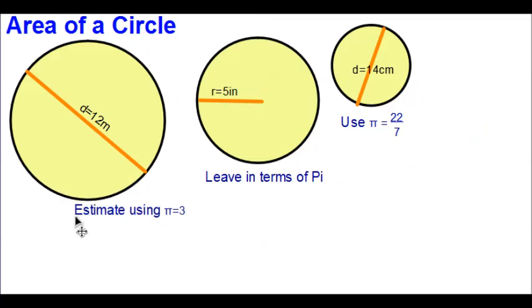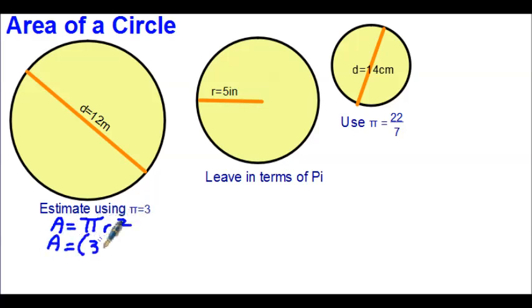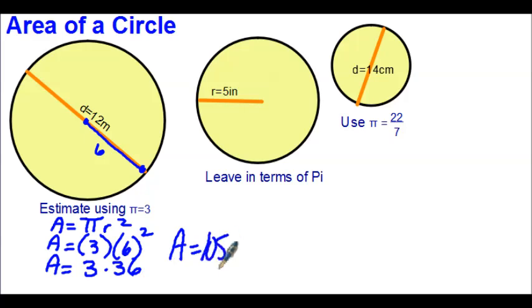There are some specific instructions you need to look for. One is asking you to estimate the area of a circle. In that case, when you substitute in, you use 3 for pi. So A equals 3 times 6 squared, or A equals 3 times 36 to give you 108 square meters.